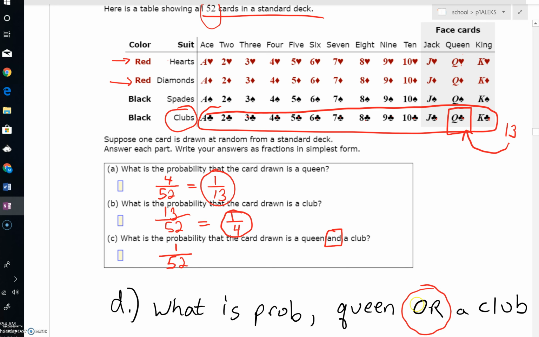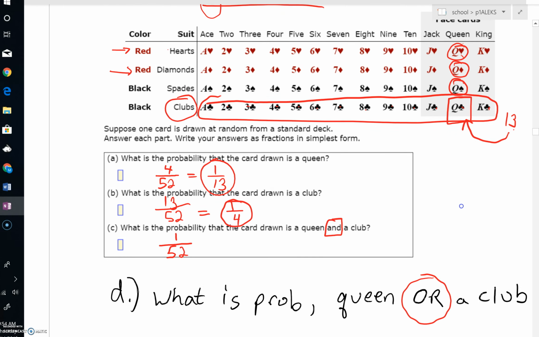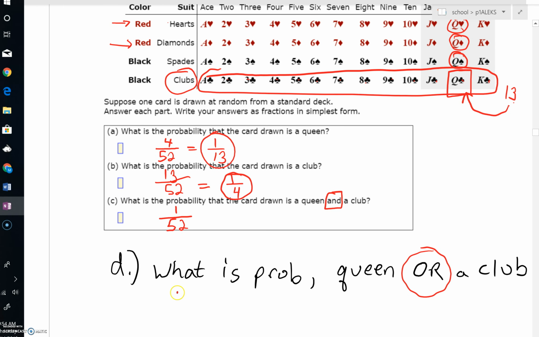But it's okay in this problem because it's or to get any other queen. So there will be 3 other cards that would satisfy this. So we have 13 straight clubs, one of which happens to be the queen. But then we get 3 extra, so that's going to be 16 total. 13 clubs, one of which is the queen, but then 3 different queens that are not a club.